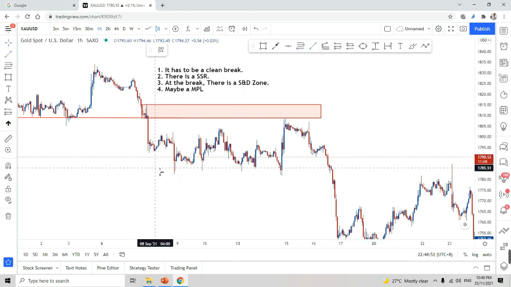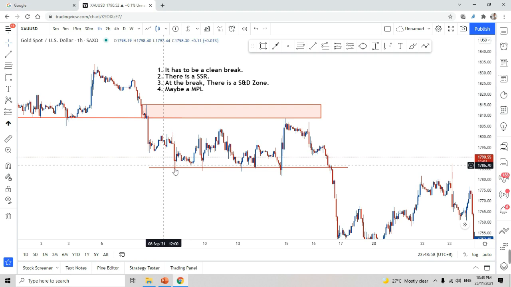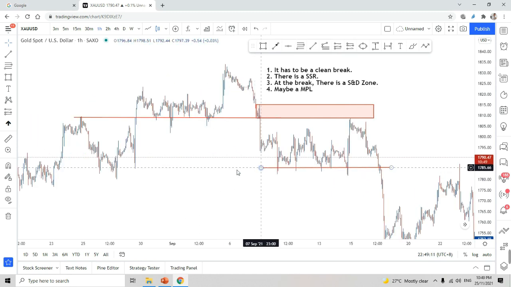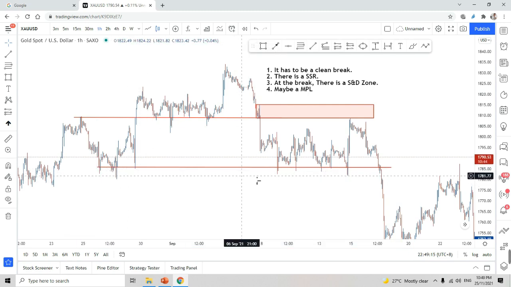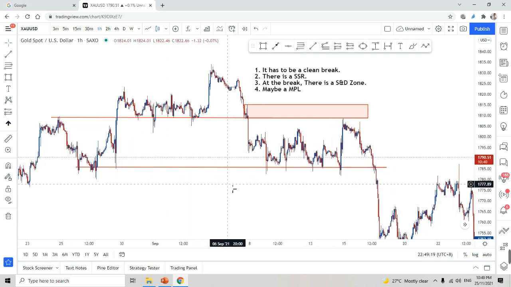This is another good example. You see that there is a lot of rejection along the way. Can you see it? A lot of rejection. Is it an SSR? Yes, very obvious significant support and resistance. Is there any more going down the road? Yes. You can see a lot of rejection along the way. So this is a very beautiful kind of setup.